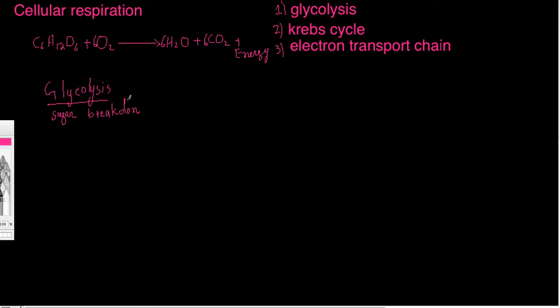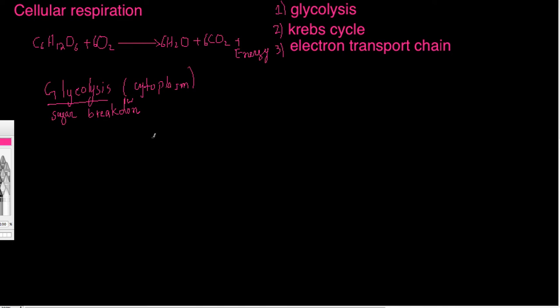So you have a six carbon molecule, and you break it down into two molecules, each with 3 carbon atoms. This process occurs within the cytoplasm of the cell. Whereas these two processes, these two right here, occur within the mitochondria.